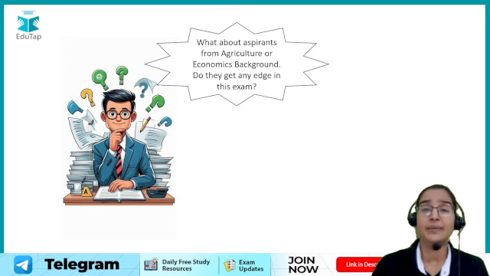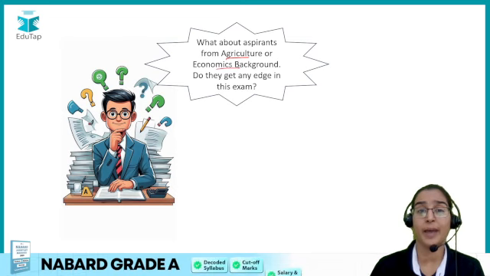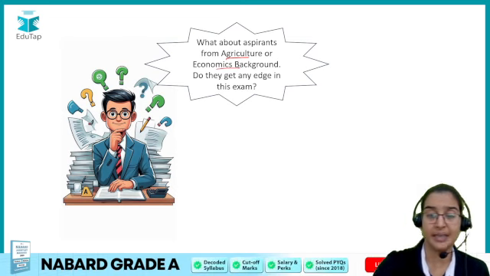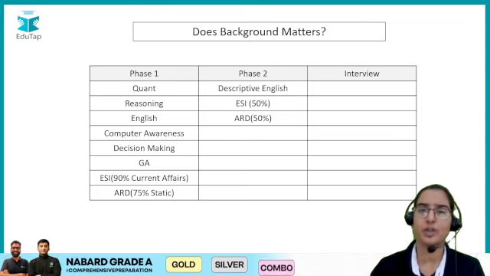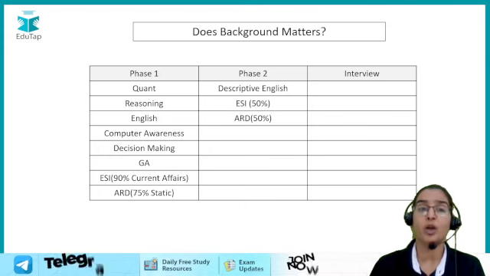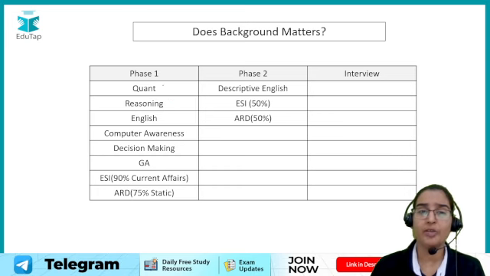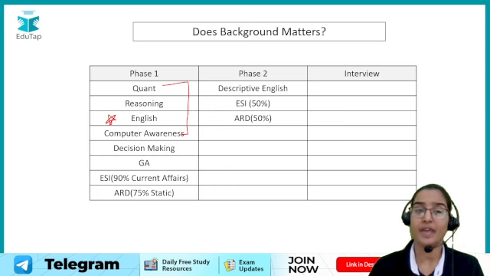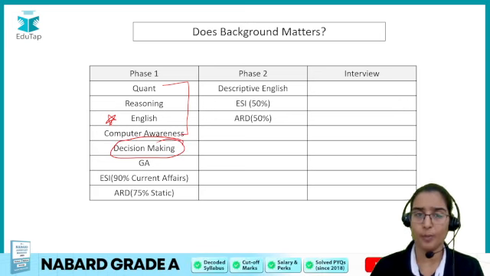Now, you must be having this thing in your mind that aspirants with the agriculture background or the economics background might be having an edge in this exam. So students, if I talk about the question of whether background actually matters, then let me very honestly tell you that this exam has something for everyone. If you're somebody who has been preparing for the banking exams or the SSC exams, then quant, reasoning, English and computer awareness are going to be an edge for you. If you have prepared for the RBI or have done an MBA, then decision making is going to be an easy component for you, right?